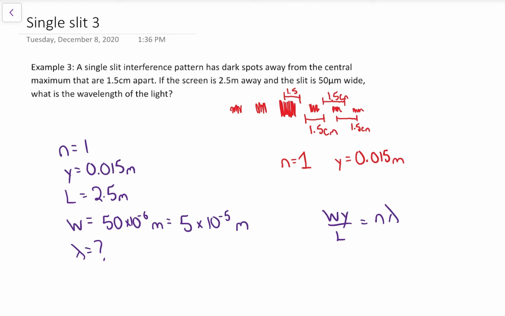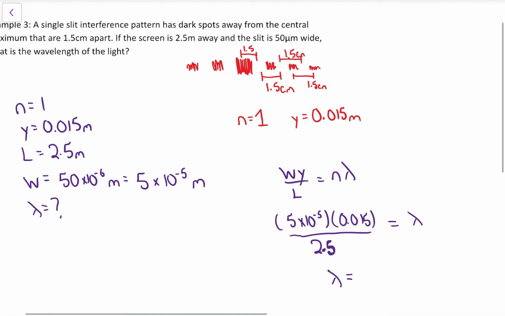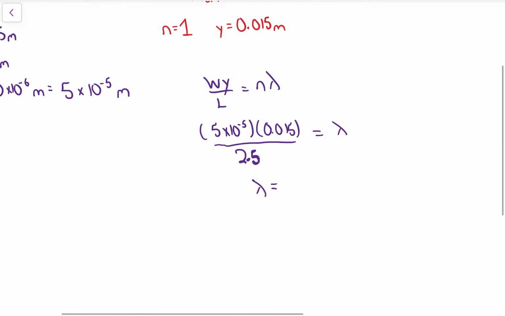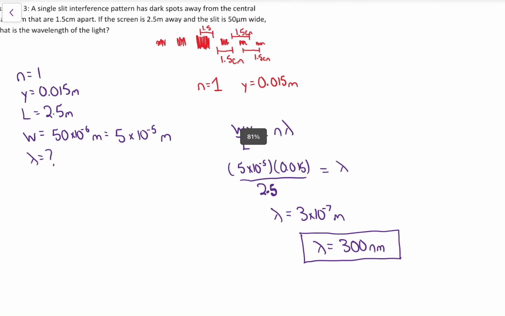Our condition, wy over L equals n lambda. We're going to plug in and solve for lambda. Our w was 5 times 10 to the negative 5. Our y was the 1.5 centimeters. L was 2.5 meters, and that's equal to 1 lambda. Doing our algebra, lambda works out to be 3 times 10 to the negative 7. We could leave it like that, or maybe a little nicer, 300 nanometers, just on the edge of our visual.